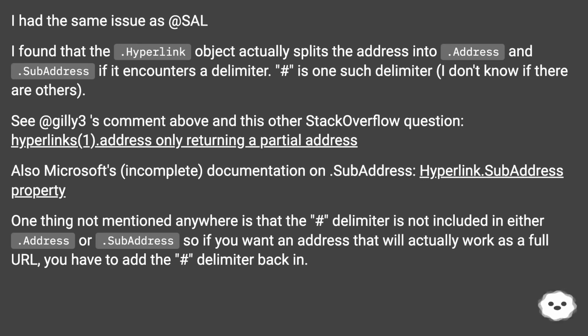Hyperlinks 1. Address only returning a partial address. Also Microsoft's incomplete documentation on .subaddress. Hyperlink .subaddress property. One thing not mentioned anywhere is that the hash delimiter is not included in either .address or .subaddress, so if you want an address that will actually work as a full URL, you have to add the hash delimiter back in.